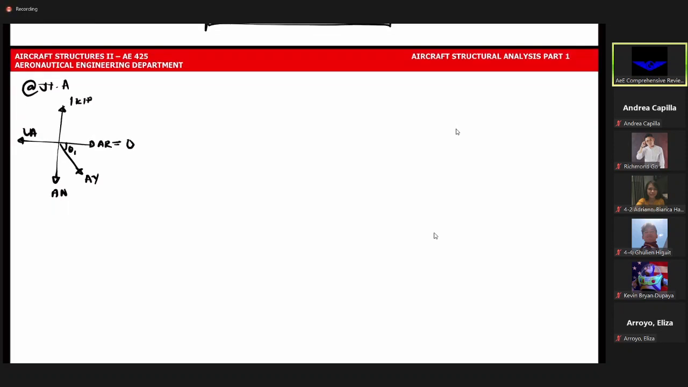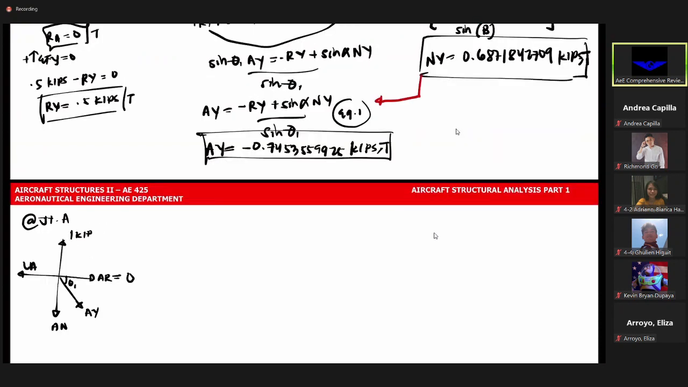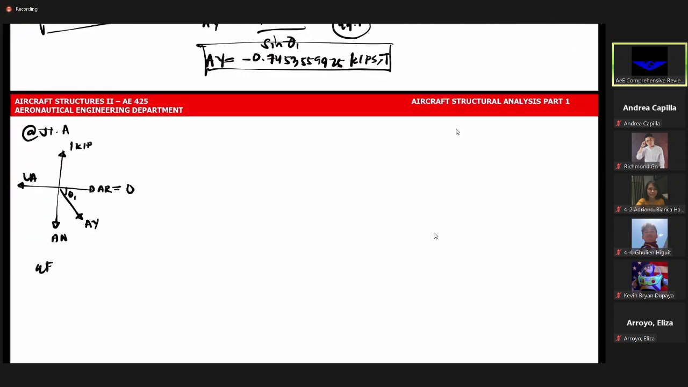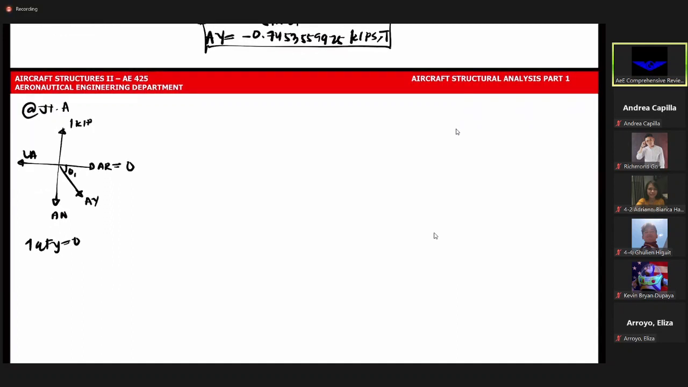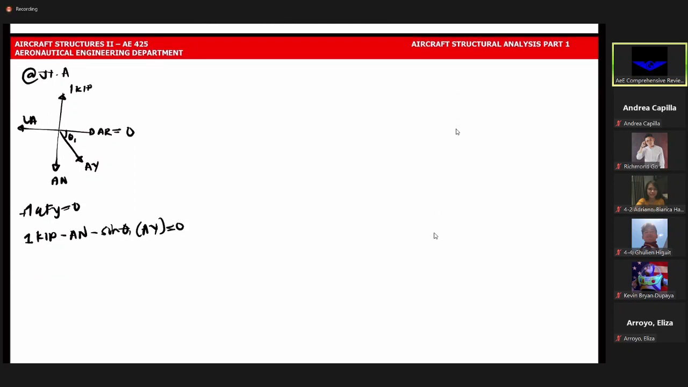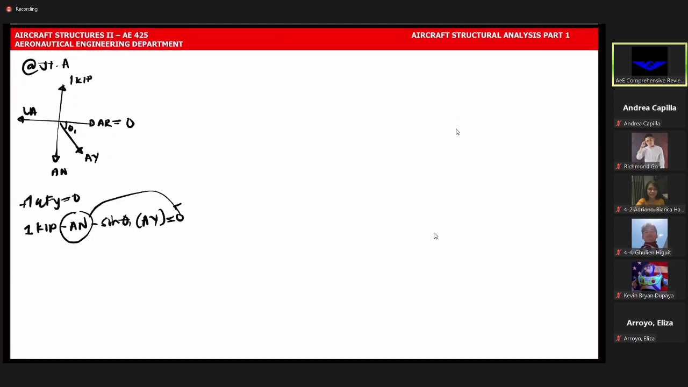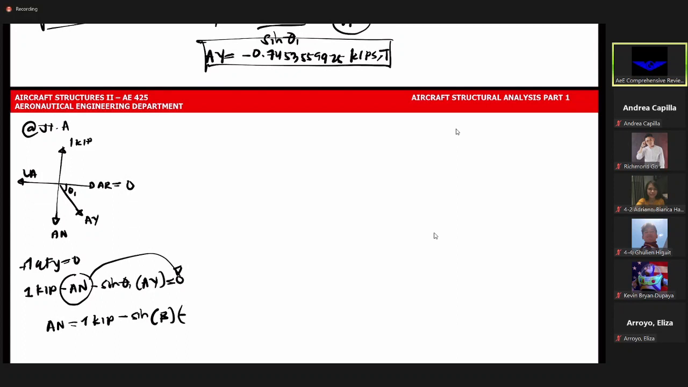So with summation Y, we can now get the An, since we already have the given Ay. So summation forces Y is equal to 0. We have positive 1 kip minus An minus sine theta sub 1 Ay is equal to 0. Right? So we move An to the other side of the equation. We have An is equal to 1 kip minus sine theta, where sine theta is store B, times Ay, which is negative 0.7453559925 kips. An is equal to what?